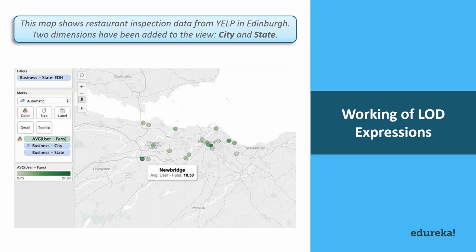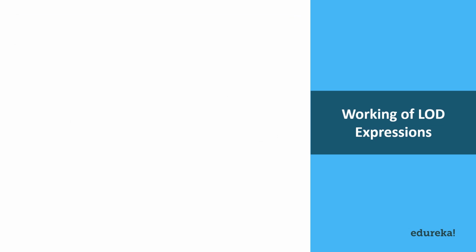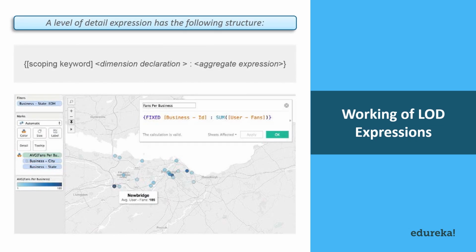By doing so, we'll also change the visualization. Every single business will appear as a circle on the map. But what if we don't want the visualization to change? What if we want to determine the total user fans for each business ID and average those values for each city and finally show only one circle per city? What we want to see is the average number of fans per restaurant in each city. Now this will require adding an additional dimension to the view without dragging that dimension into the visualization. A level of detail expression will allow us to do this.